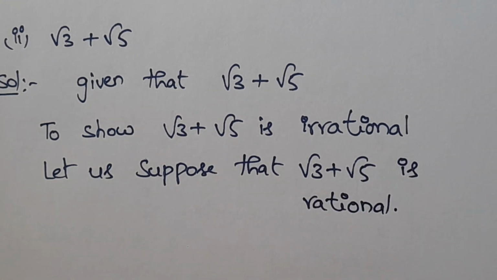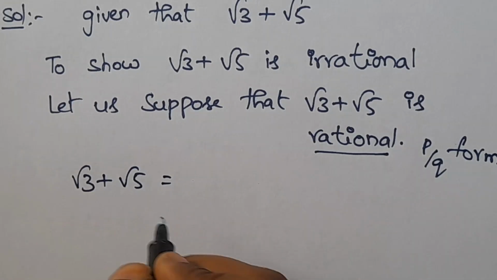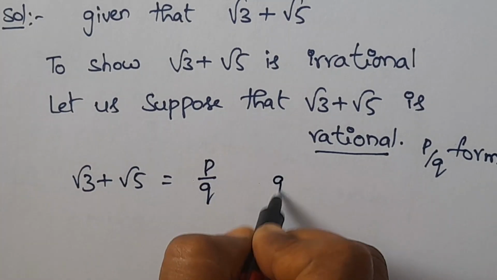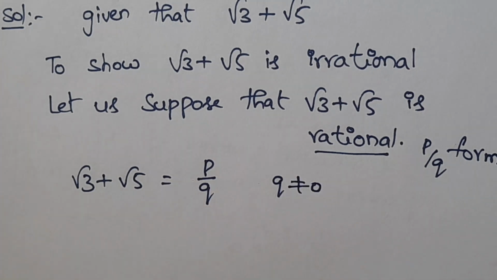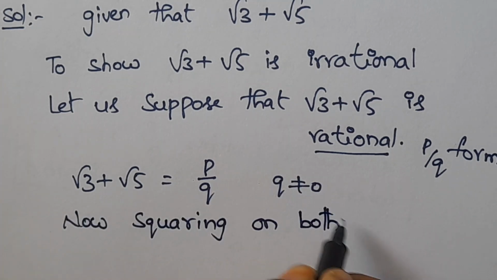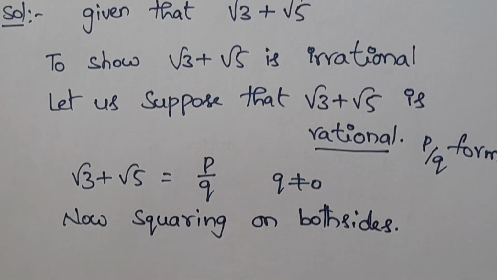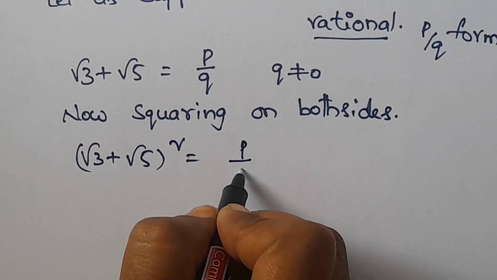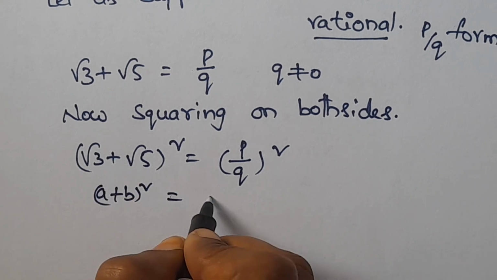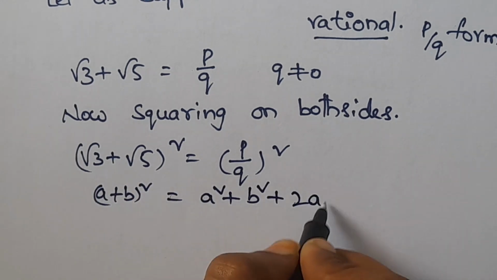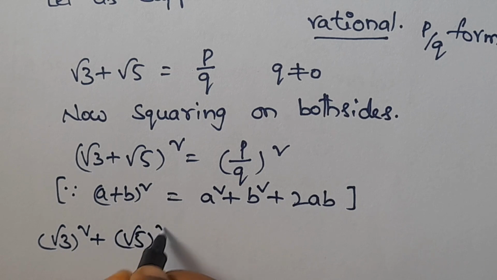We know that a rational number is in the form p by q. That's why root 3 plus root 5 is equal to p by q, p comma q not equal to 0, p, q are integers. Now squaring on both sides, root 3 plus root 5 whole square is equal to p by q whole square, which is in the form of a plus b whole square is equal to a square plus b square plus 2ab.